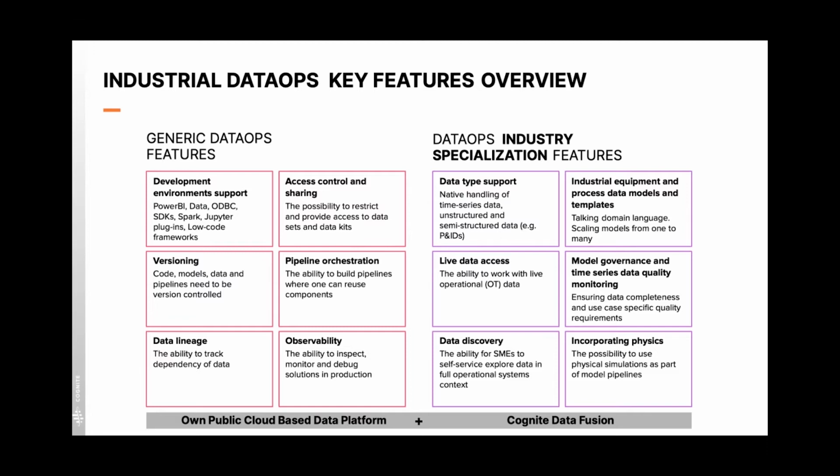And then other features, just to go through these very quickly: industrial equipment and process data models and templates. So again, we need to make the data fit the use cases. And the templates that we will also feature today in our demo section are really essential to scaling use cases from one to many. Model governance, time series data quality monitoring, absolutely critical in the industrial context for data operations. And last but not least, the ability to incorporate physics into the workflows as a first-class native citizen.